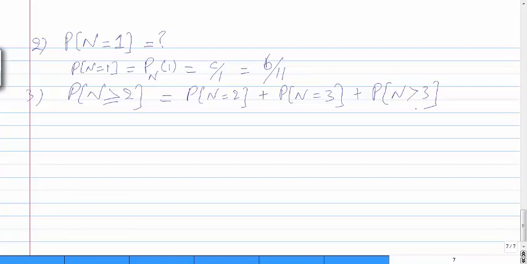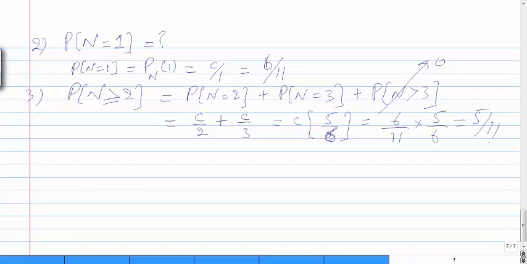As we know from the definition, the probability of a value greater than 3 is 0, so this part becomes 0. We are left with these two. N is 2 means C divided by 2, plus N is 3 means C divided by 3. Now if I take the C out, this becomes 5 by 6 multiplied by C. We know the value of C is 6 by 11, so 6 by 11 times 5 by 6 becomes 5 by 11.